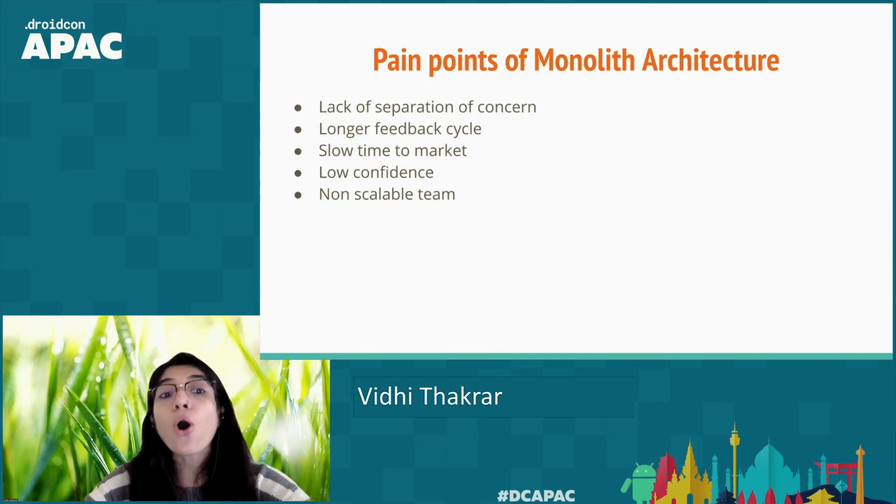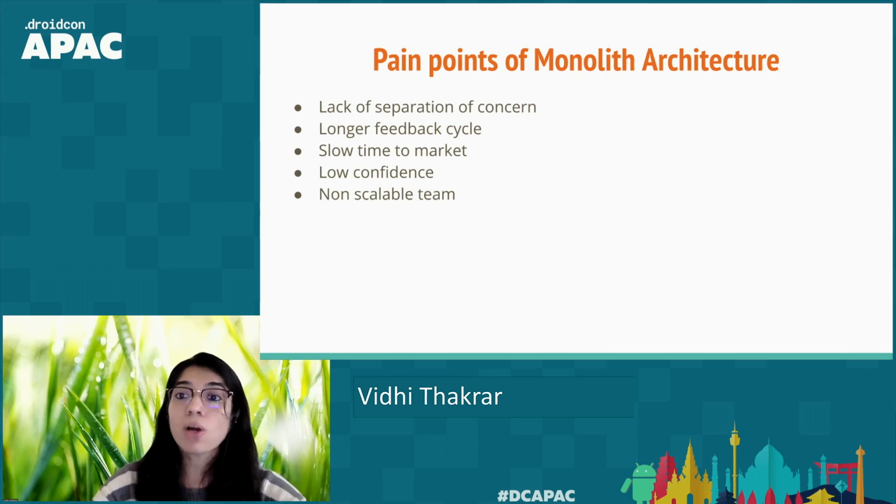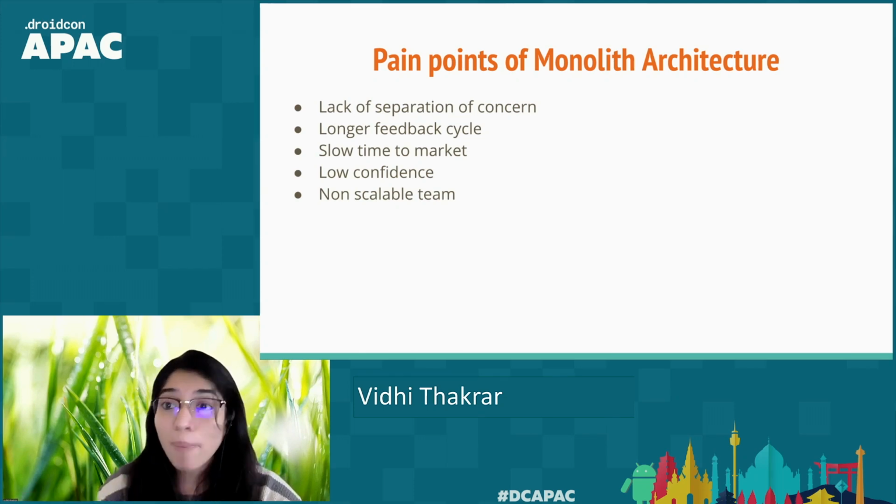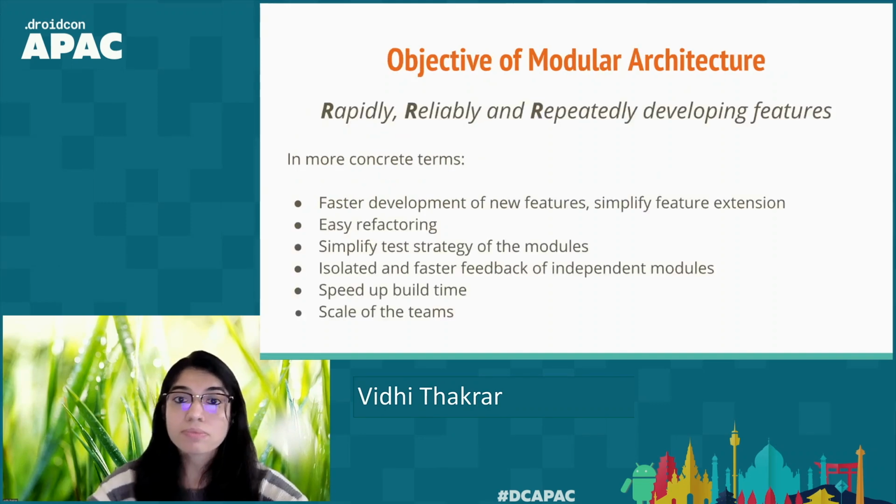Now, due to all these problems, we were not able to scale up the team. We were not able to introduce more people to the team where people can work on independent features in parallel. That was just not possible with the monolith architecture. So due to all these problems, we started thinking that we need to break our application into multiple modules.